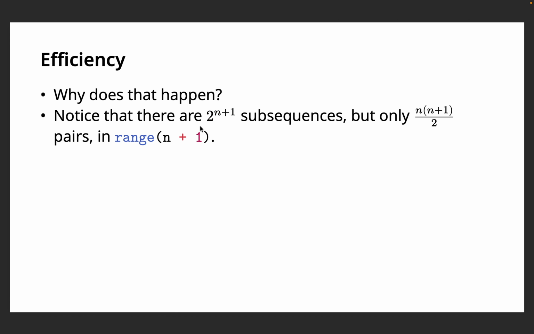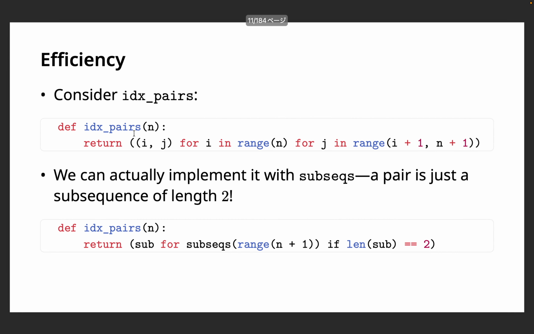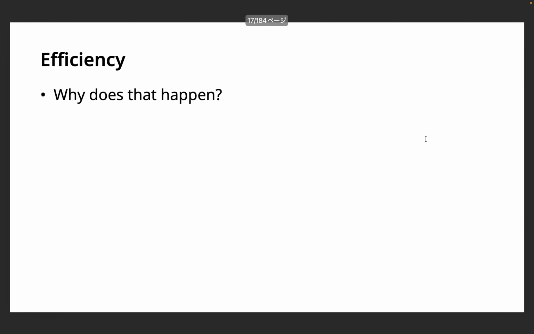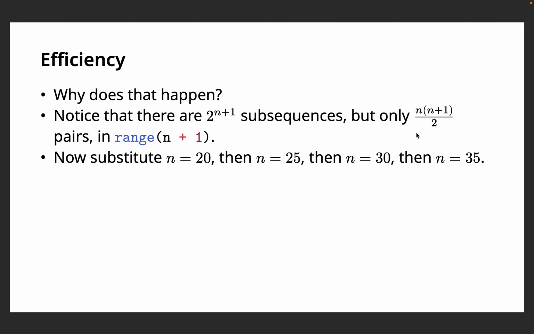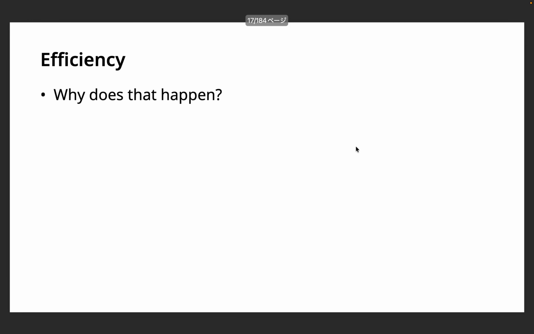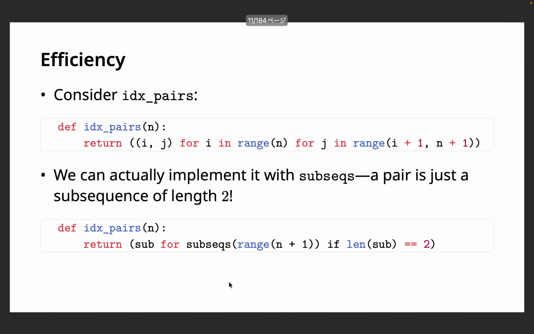On the other hand, if you use this implementation instead, this is just a nested for loop or comprehension. So for the first implementation, there are only n times n plus 1 over 2 pairs in this range over here. The idea is these are meant to reflect the number of operations you are doing in these functions. The 2 raised to n plus 1 is for this one, and n times n plus 1 over 2 is for this one.